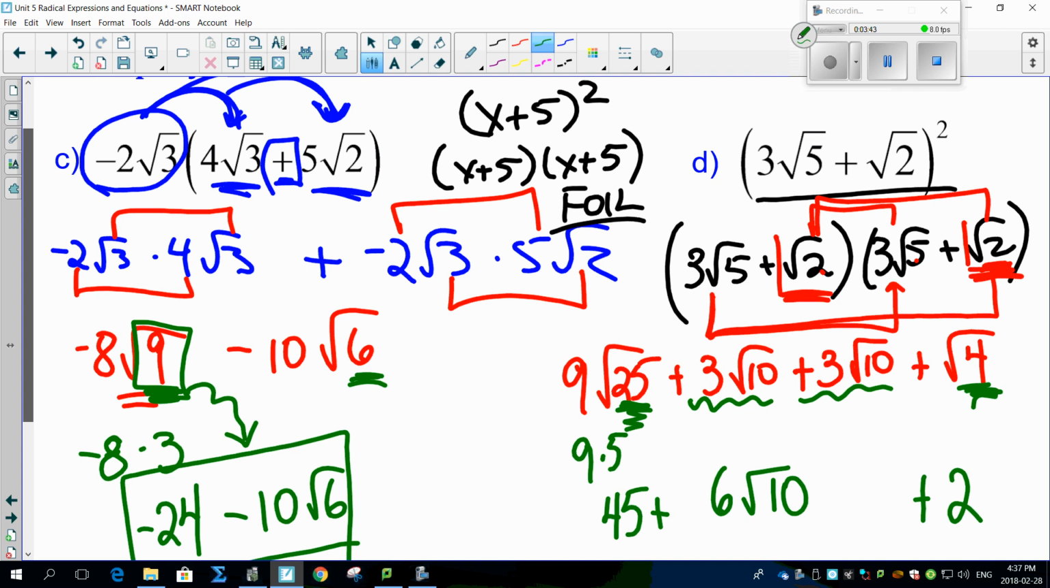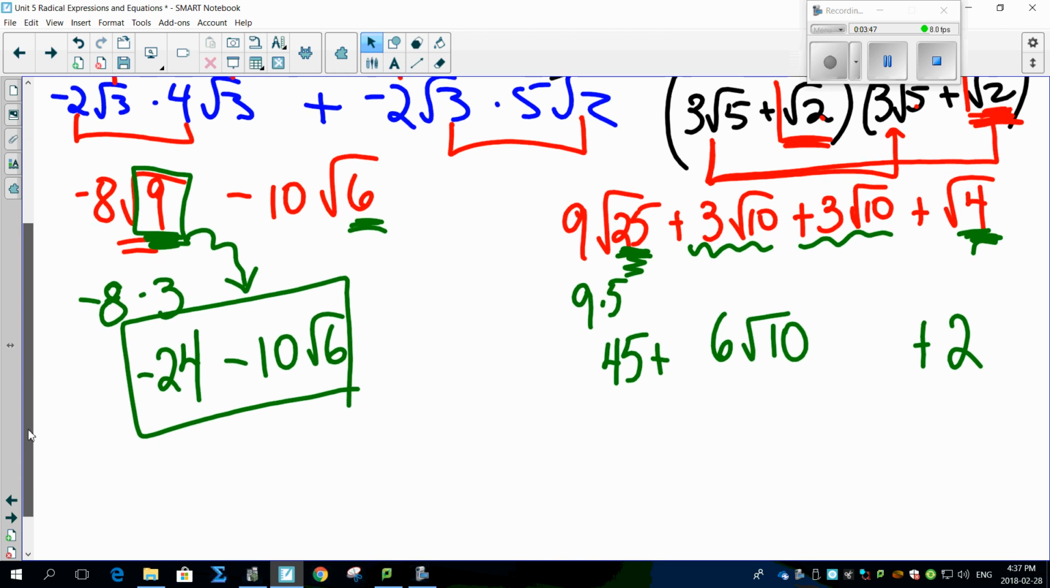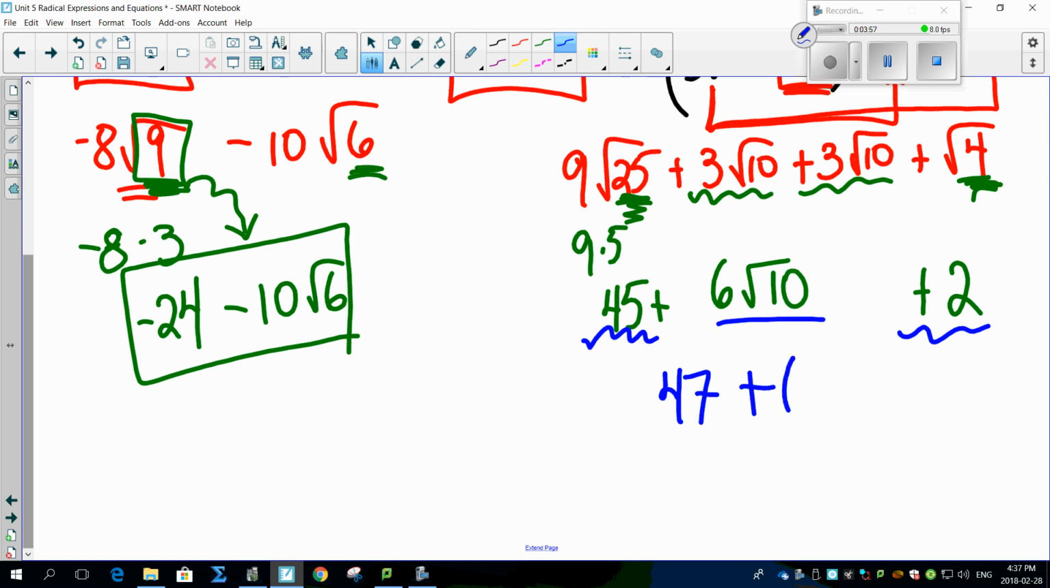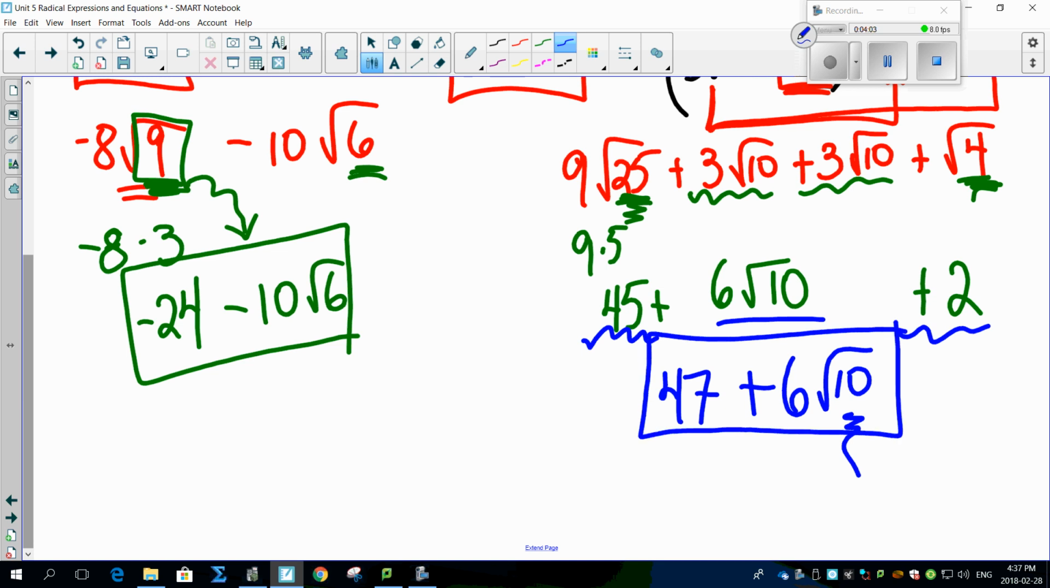Now, that looks really kind of ugly right now. So you got to finish this off. You got to clean it up a little bit more, okay? So combine the like terms. There's 45 and 2. Together, that makes 47 plus 6 root 10. Can you reduce the root 10? Nope. So guess what? There's your final answer. And that's how you do those.